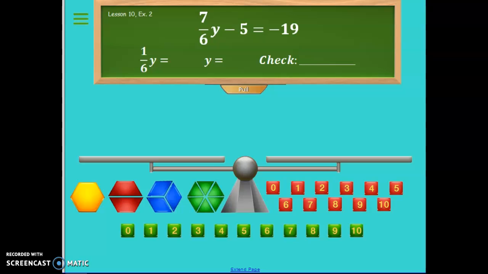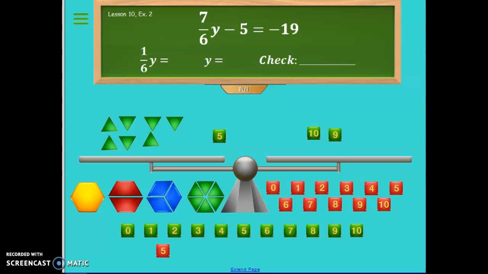7/6 y minus 5 equals -19. We'll go ahead and set that up. We need 7/6. Take away 5. We don't have 5 to take away, so we have to put it there. So I'm going to use the convenient 0 this time. Okay, so that's a 0, and now I can take away 5, right? Equals a -19.